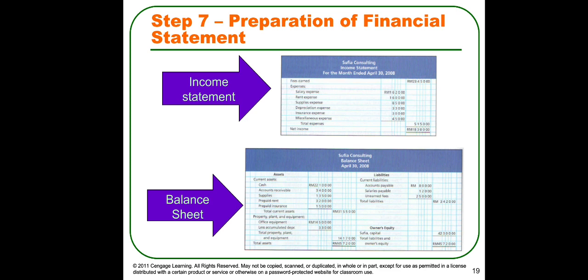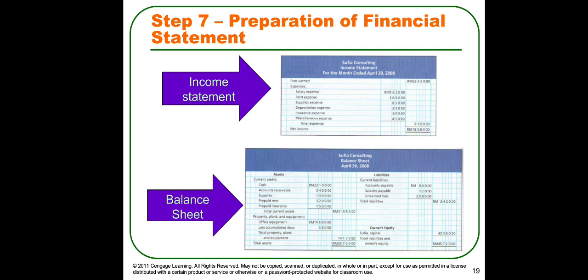Okay, after you have prepared the adjusted trial balance, which is a new and correct trial balance, you do step 7 in the accounting cycle, which is to prepare the financial statements. Remember, you have learned about financial statements. Financial statements contain 5 components: income statement, balance sheet, statement of equity, statement of cash flow, and notes to the accounts. In this course, you have to focus only on 2 components: the income statement and balance sheet.